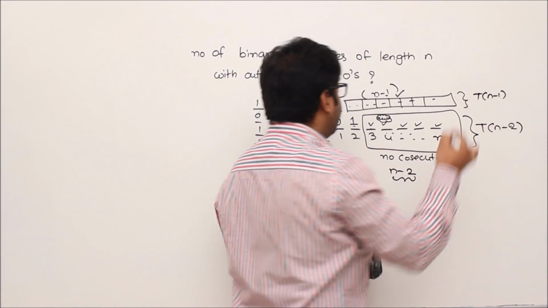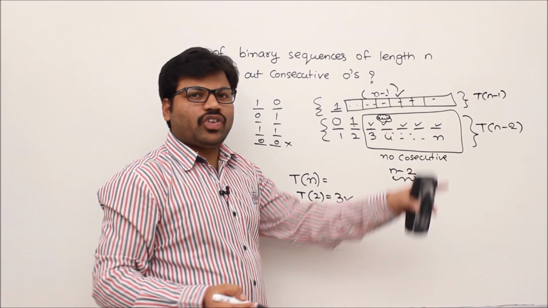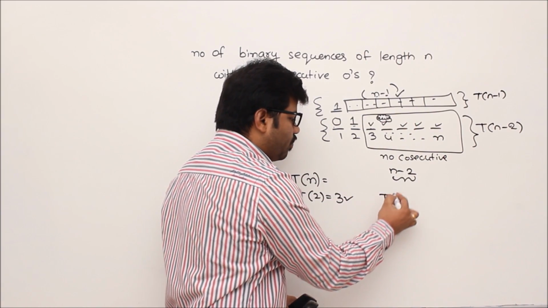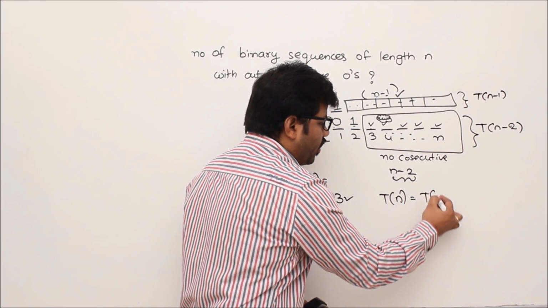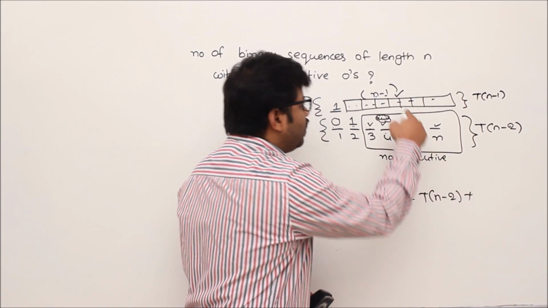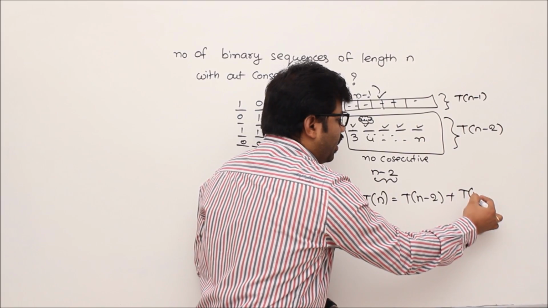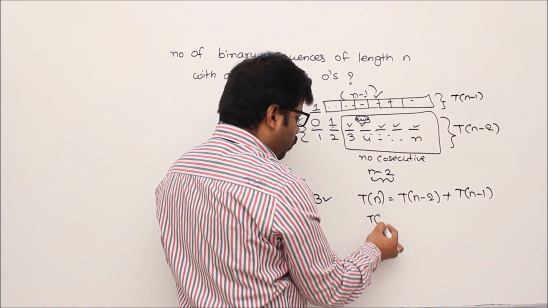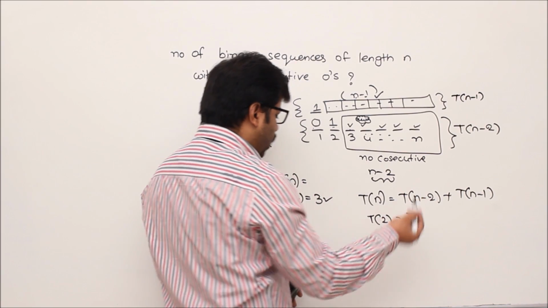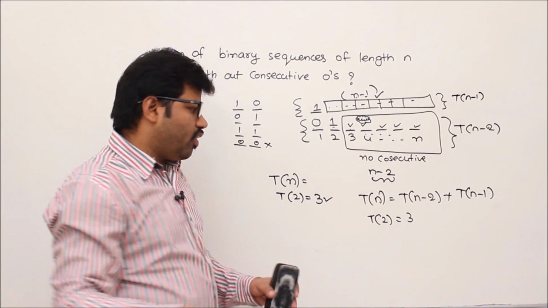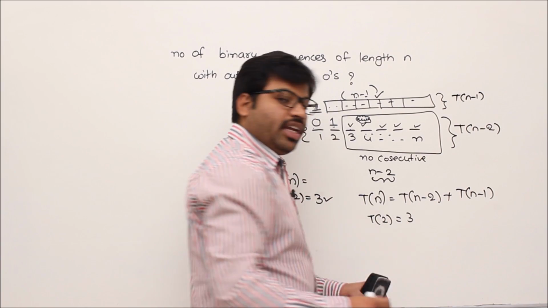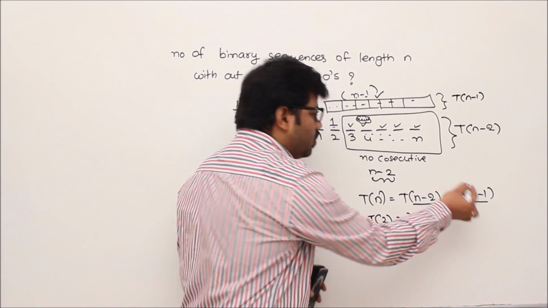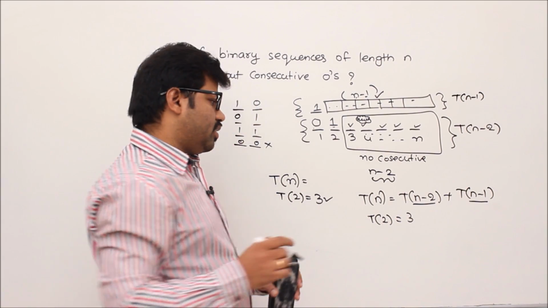Now what I want to say is that the total number of solutions is equal to either this kind of pattern, which is T of n minus 2, plus this kind of pattern, T of n minus 1. So T of n equals T of n minus 1 plus T of n minus 2, and the base case is T of 2, which is 3. Of course, why should T of 2 be a base case? You can try one more, but remember you need two base cases. The reason is there are two recurrence terms, so to terminate it you need two base cases.